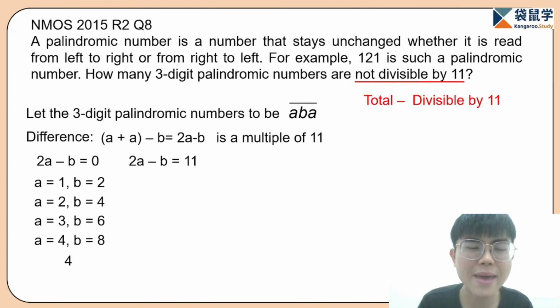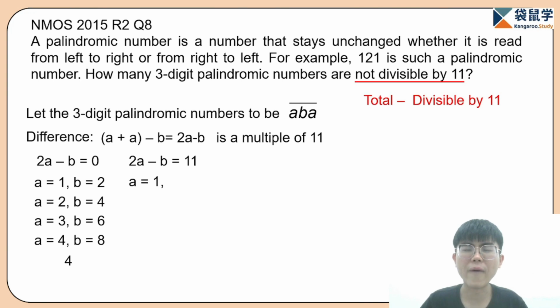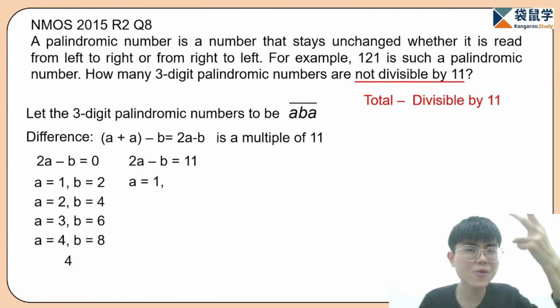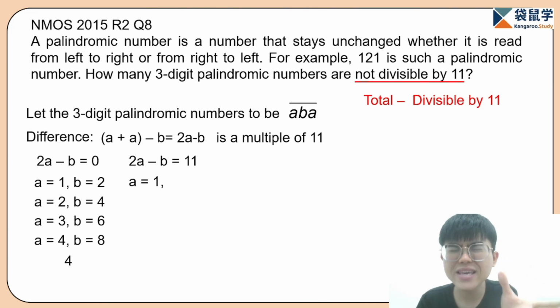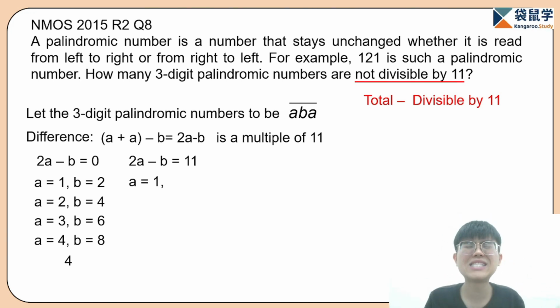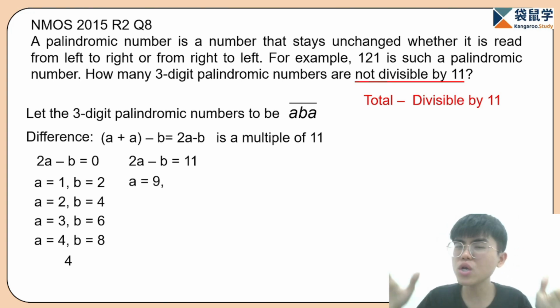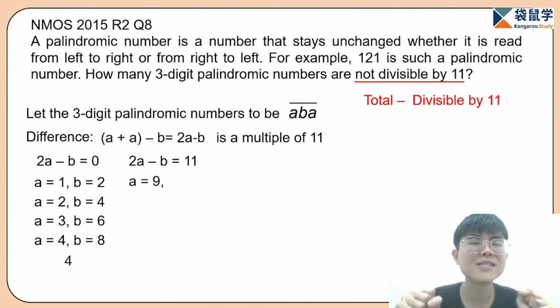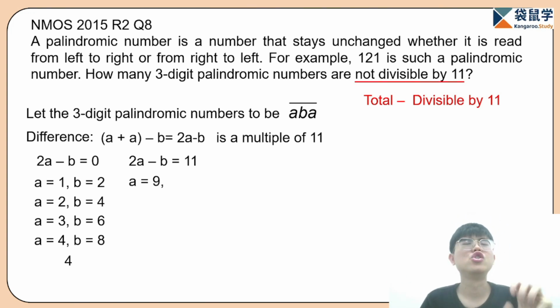Now, how about 2A minus B equal to 11? If I let A equal to 1, what will be B? Oh, so it is also invalid here. Because 2 times 1 is just equal to 2. 2 minus B is equal to 11. It is also invalid here. So let's just start from the biggest number, which is A equal to 9. So if A is equal to 9, we have 2 times 9 equal to 18. So 18 minus B is equal to 11. So B will just be equal to 7.